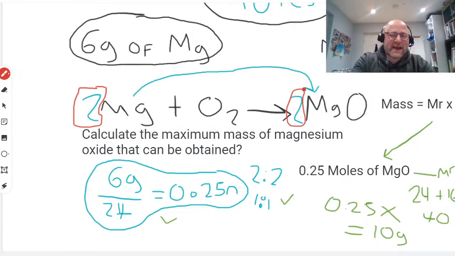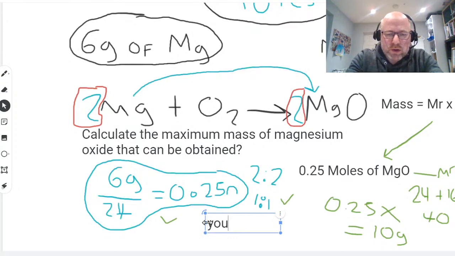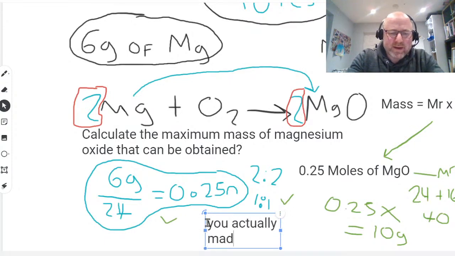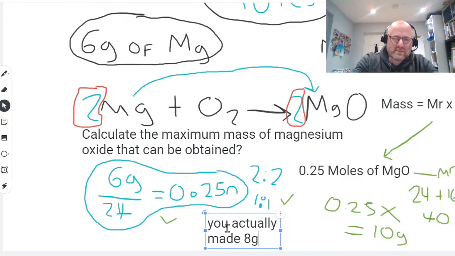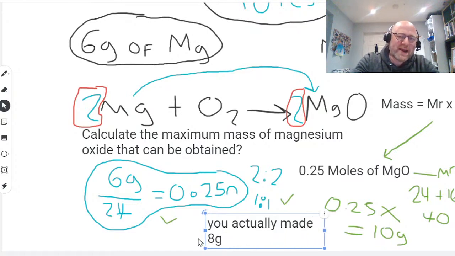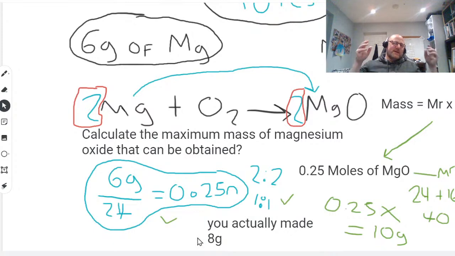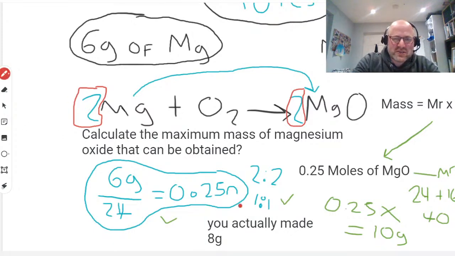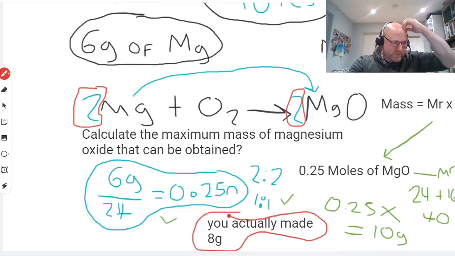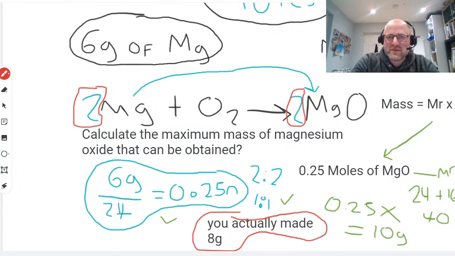Now guys, let's say you actually made 8 grams. If you actually made 8 grams, what is the percentage yield? Does anyone know what the percentage yield is if you actually only made 8 grams? What's the percentage yield if you made only 8 grams? Those of you that have to do percentage yields.